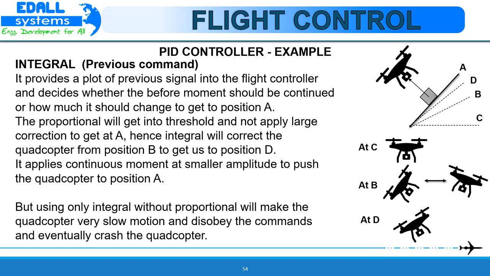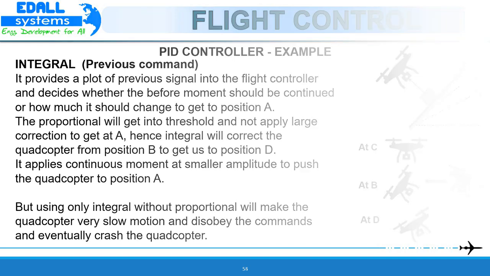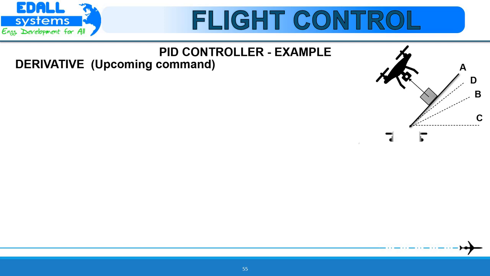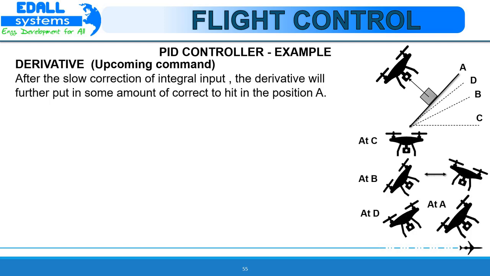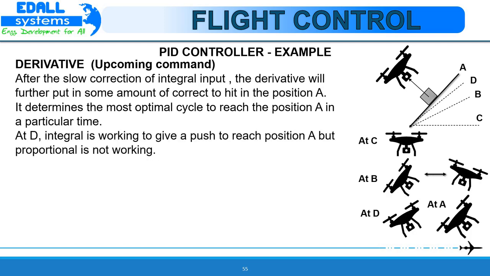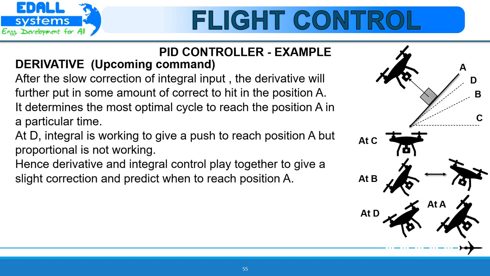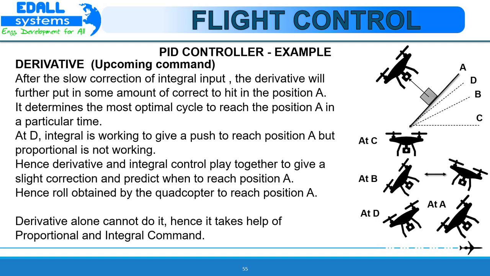But using only the integral without proportional will make the quadcopter very slow and disobey the commands and eventually crash the quadcopter, which gets us to another controller type, that is the derivative controller. So here, after the slow correction of the input, the derivative will further put in some amount of correction to reach position A. It determines the most optimal cycle to reach position A in a particular time.